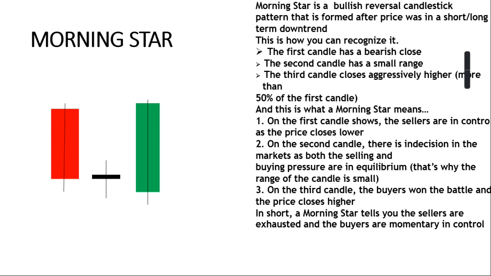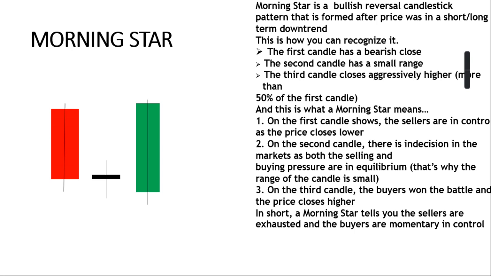Therefore, it formed a doji candle, which is an indecision candle. And on the third candle, the buyers won the battle momentarily. Just like a hammer, just because you see a morning star doesn't mean you should buy immediately. Of course, these are strong bullish reversal patterns, but that doesn't mean that the moment you spot it, you should get into the trade. You always want to have confluence on your side.